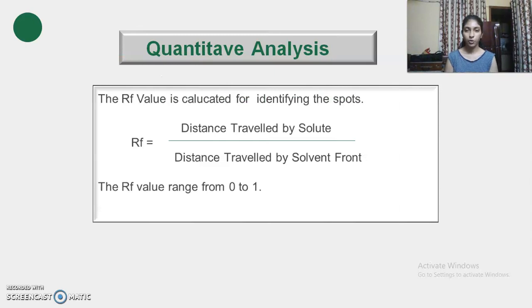So after spotting, we go for quantitative analysis. This is done by calculating the RF value. It is calculated by distance traveled by solute divided by distance traveled by the solvent front, that is the mobile phase. The RF value should be in between 0 and 1. RF value more than 1 is not acceptable.